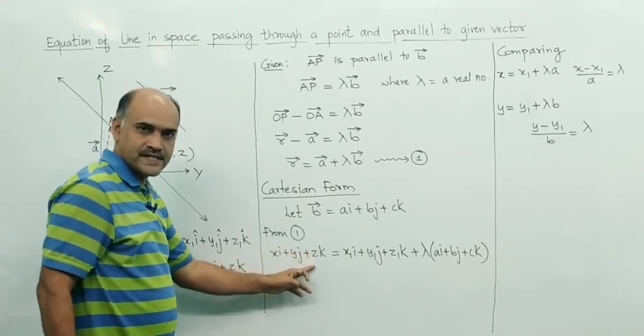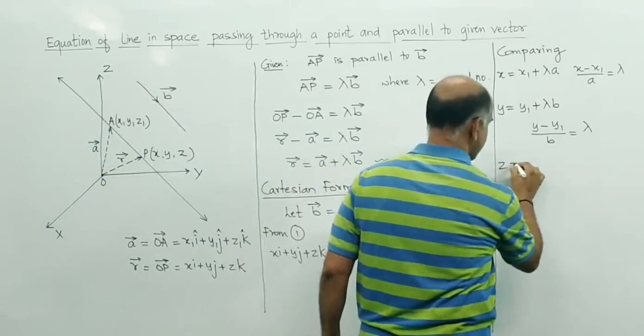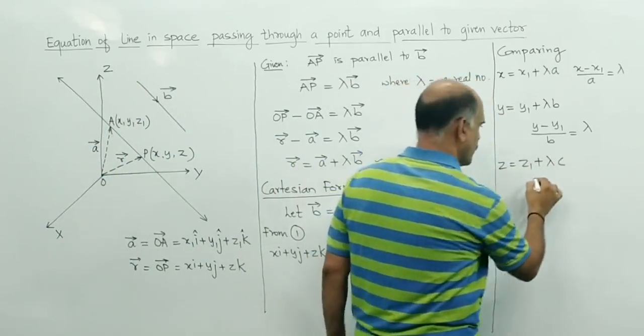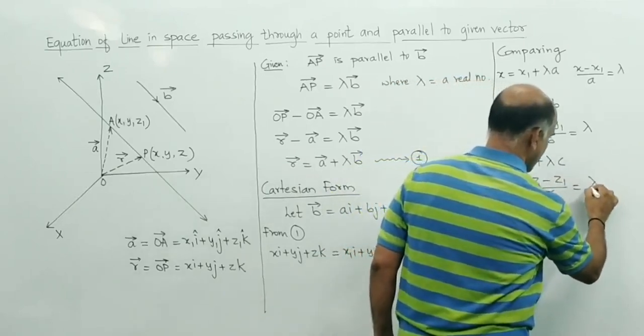Similarly, you can compare the coefficient of k. So you will have z is equal to z1 plus lambda c. Therefore, z minus z1 by c is equal to lambda.